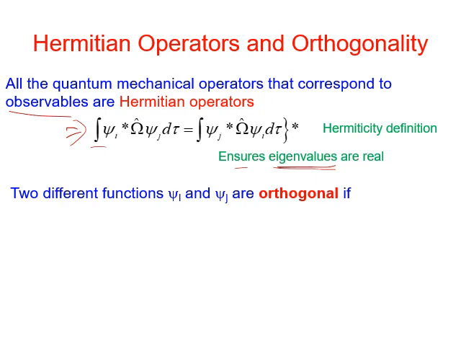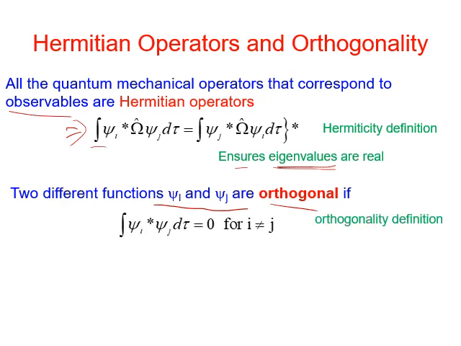The other important feature is that two different wave functions of the same operator are orthogonal. The mathematical equation is that the product of one wave function's conjugate times the other wave function, integrated, is 0. In mathematics, you may have learned that when two vectors are perpendicular, the dot product is 0. So here, the integral of the product of two functions is 0, and then we call it orthogonal.